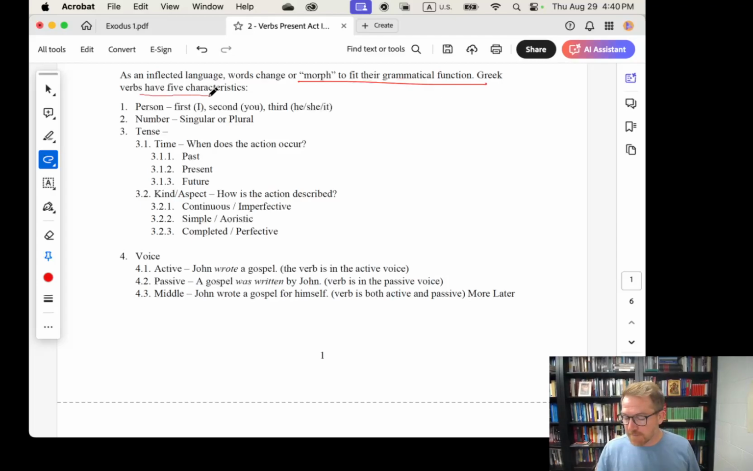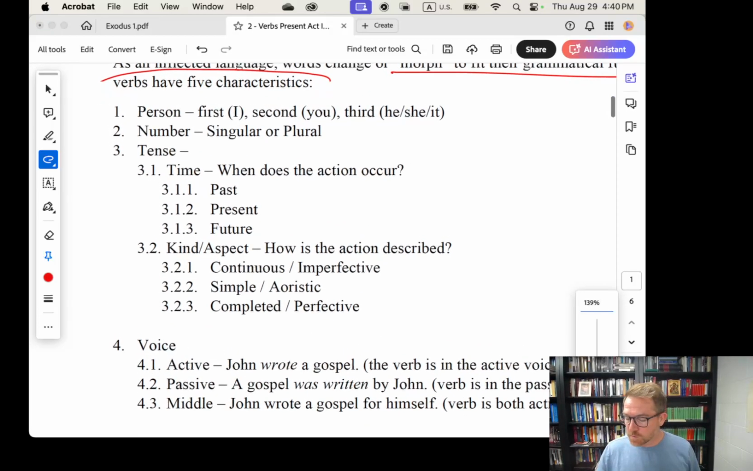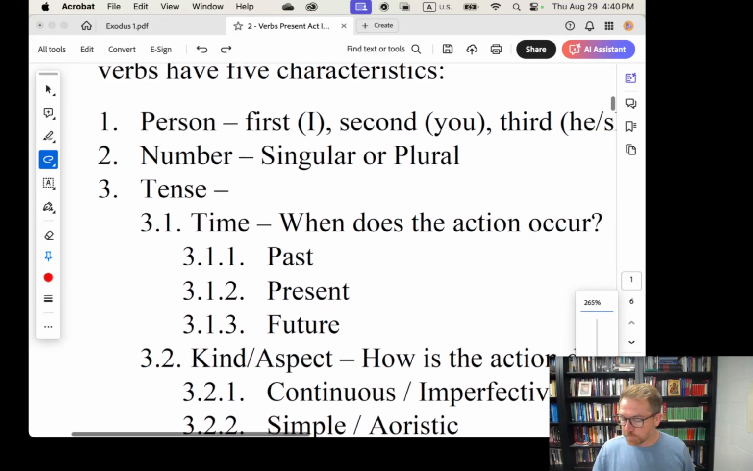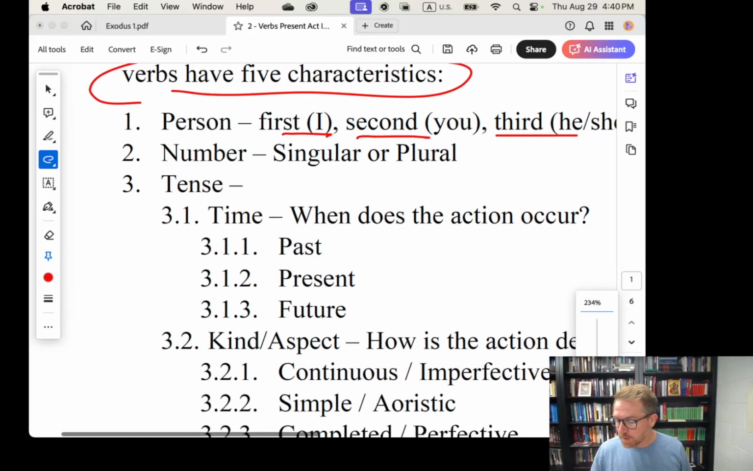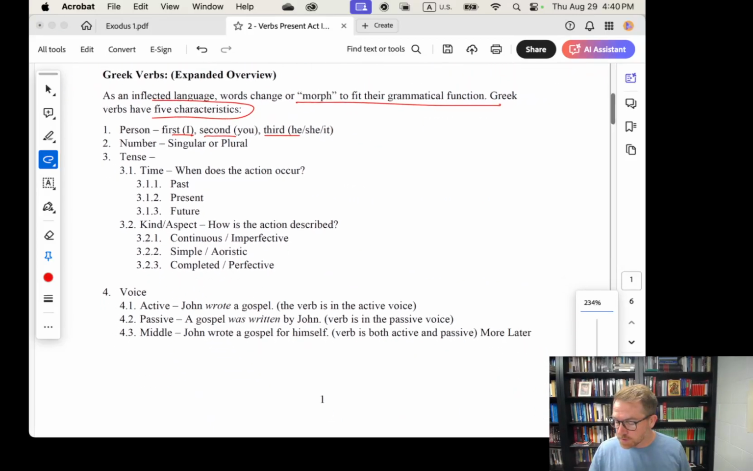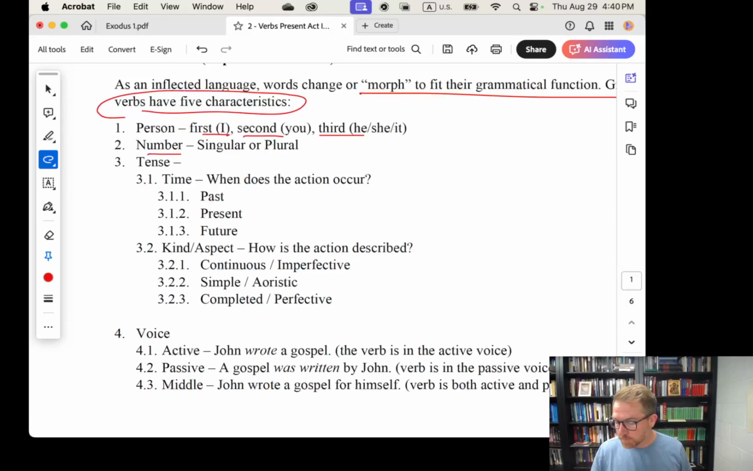Greek verbs have 5 characteristics. You don't need to memorize what these characteristics are, but we're going to see them in action. The first one is person, right? You have your first person, I, the second person, you, the third person, he, she, it. But in addition to person, you also have number. So the first person plural is going to be we.